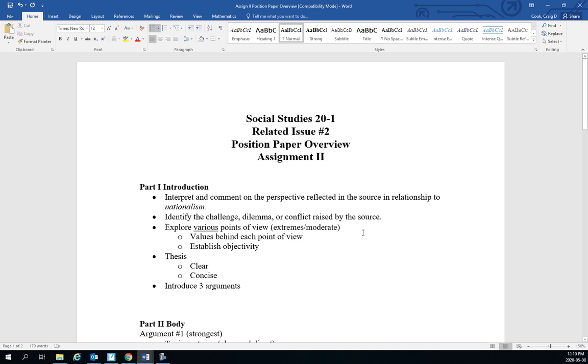Third bullet, you examine the different points of view. And here's where you basically say, the source is correct in its insinuation that blah, blah, blah. And here's why. Or the source is incorrect in its insinuation that blah, blah, blah. And here's why. In other words, why would someone agree with the source? Why would someone disagree with the source? You want to be objective. And this is very critical in social studies. A position paper is an objective exploration of an issue using history, evidence, and so on.